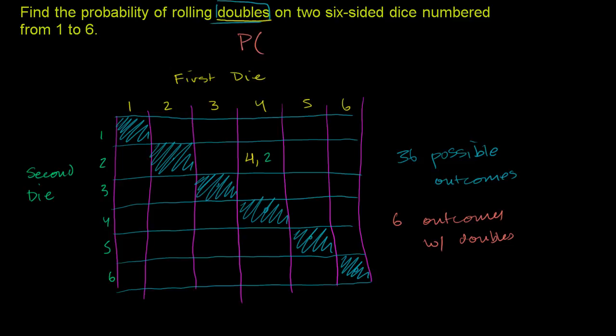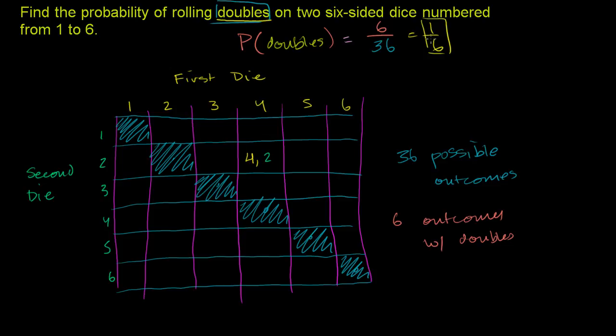So if someone asks you, what is the probability of getting doubles when you roll two six-sided dice numbered from 1 to 6? It's going to be equal to the number of outcomes that give us doubles, 6, over the total number of possible outcomes, 36. And 6 over 36 is 1/6. I made sure you understood that these are all the possible outcomes, and 6 of the 36 satisfy. So there's a 1/6 probability of rolling doubles.